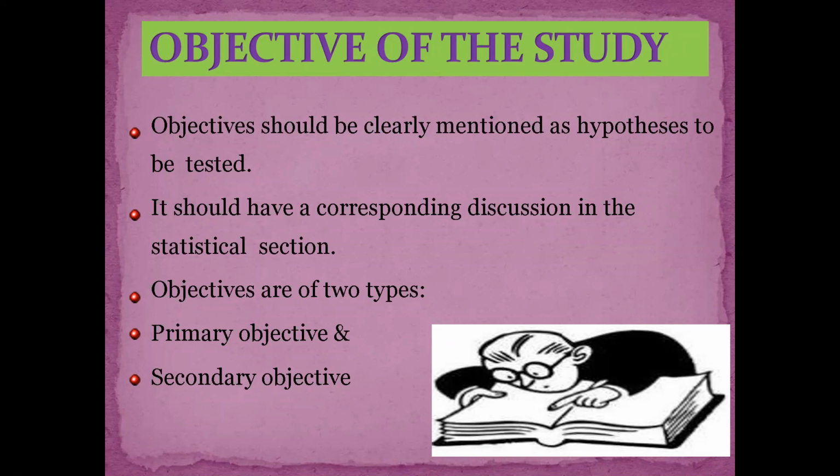You don't keep it very specific, and this primary objective should be like how you keep the title, where it covers all the components of a research. In the same way the primary objective also should be there. Next is the secondary objective.